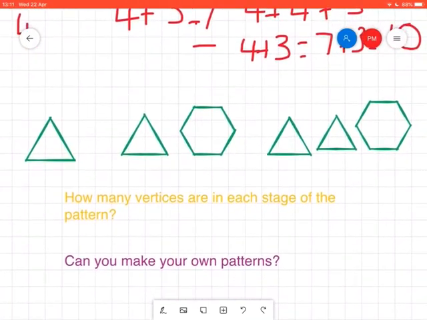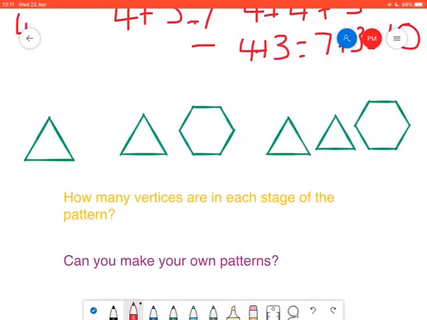So we have got the same sort of pattern. We've got 3 different patterns: 1, 2, and 3. But this time you are going to be doing this one by yourselves. How many vertices are there in each stage of the pattern? So it's stage 1, stage 2, and stage 3. And then the final part of your challenge is, can you make your own patterns? Pause the video now, have a go at those. I'll do the answers, and then that is us finished for today.